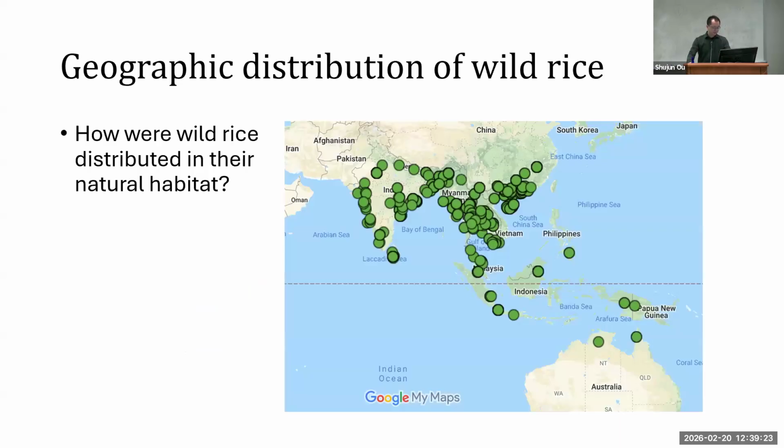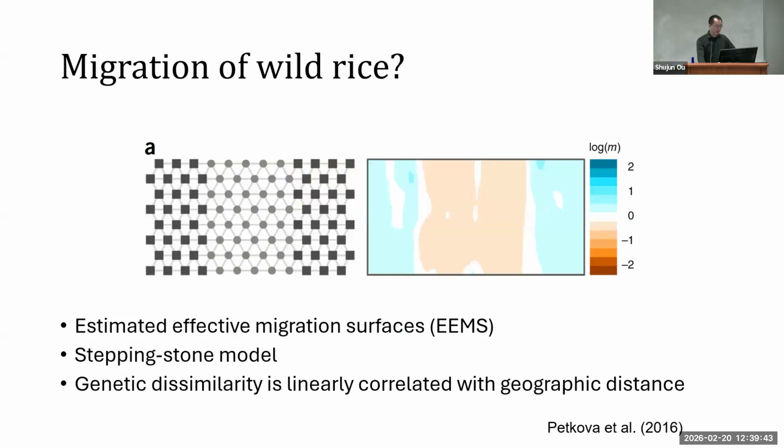So here is the geographic distribution of wild rice being collected. They are mainly just in the swamp or in the wild. But the question here is how were the wild rice distributed in their natural habitats? Remember we have several wild rice groups. So then I decided to study migration and introgression, because rice does not walk by itself, the humans carry them and then migrate, right? Here I use the stepping stone model.